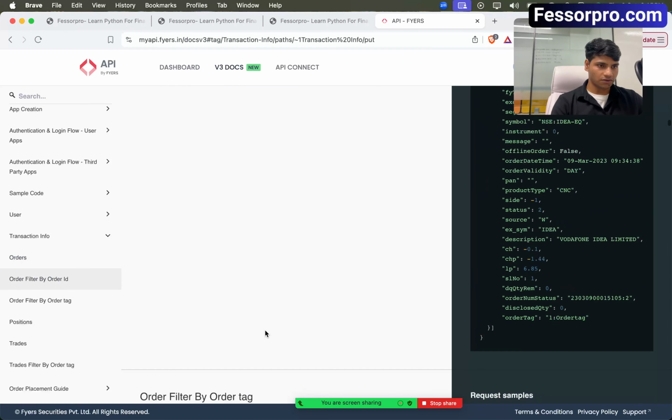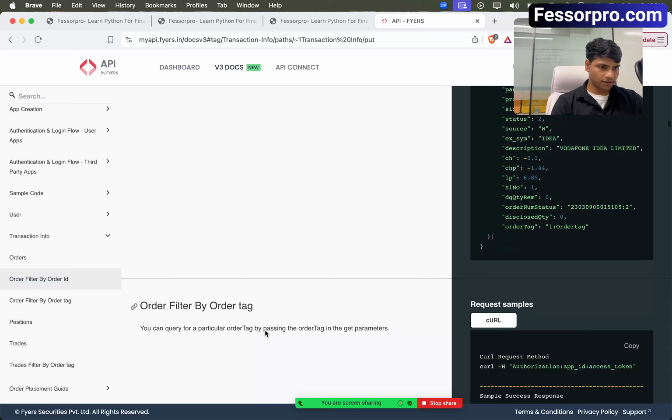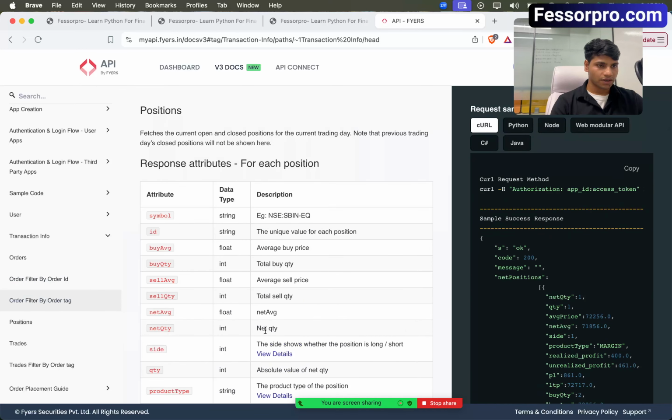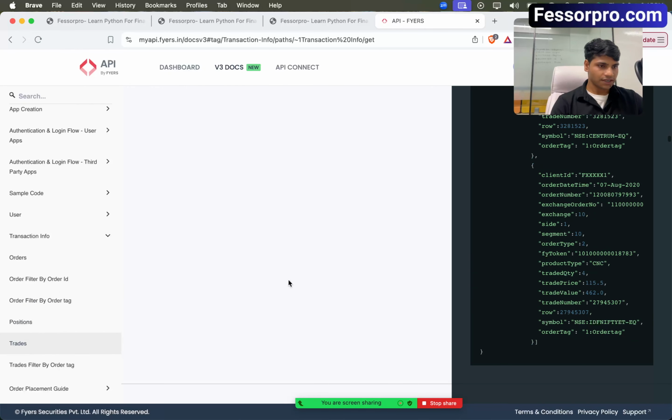So if I scroll down, you'll see order filter by order tag. So we can also give a tag to the orders that we place. Then position, we will look into this later. Trades. See, there are 3 things. One is order, one is position, one is trade. What is the difference between them?